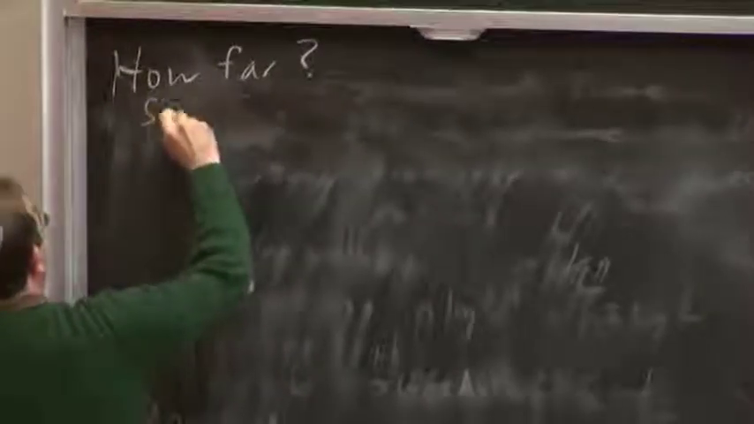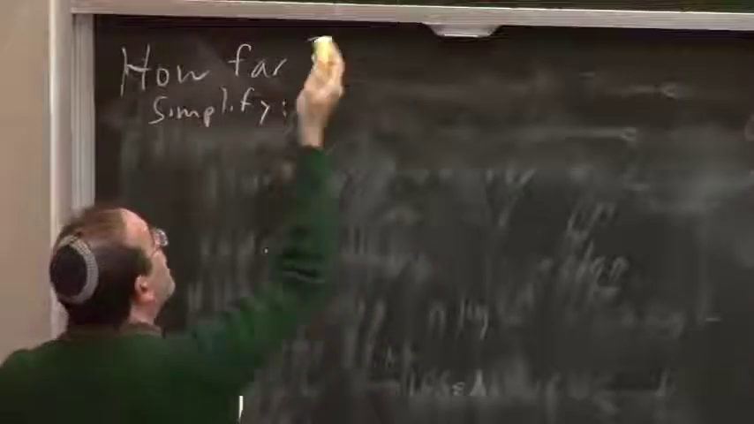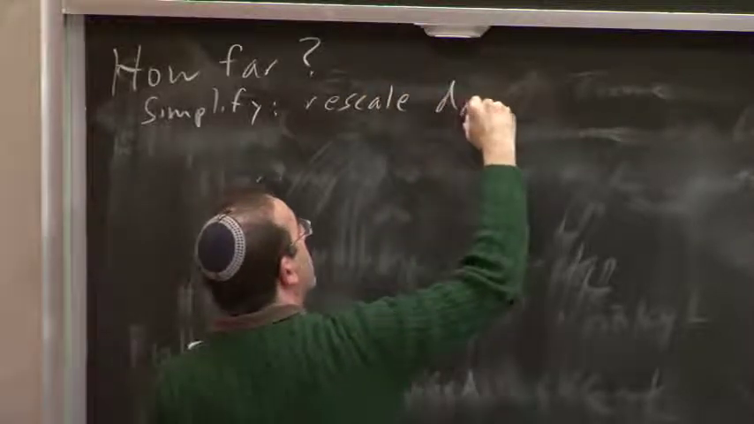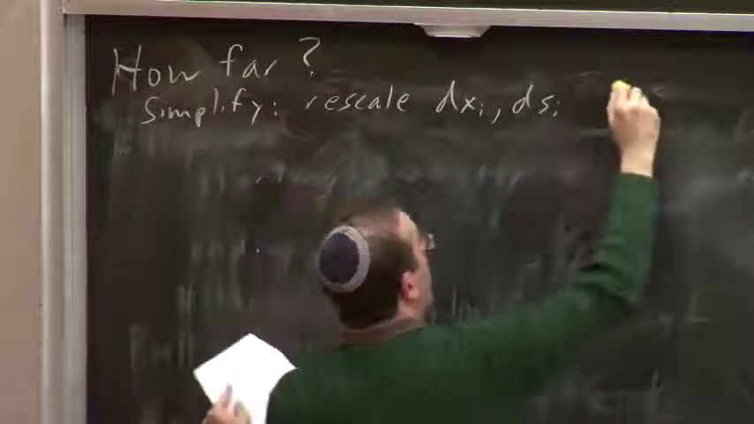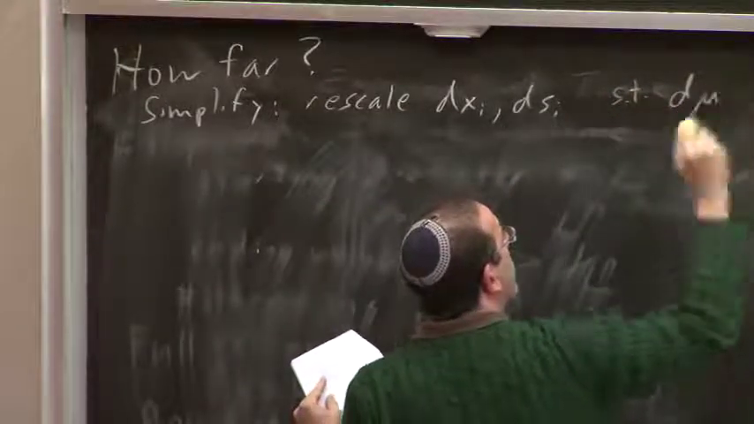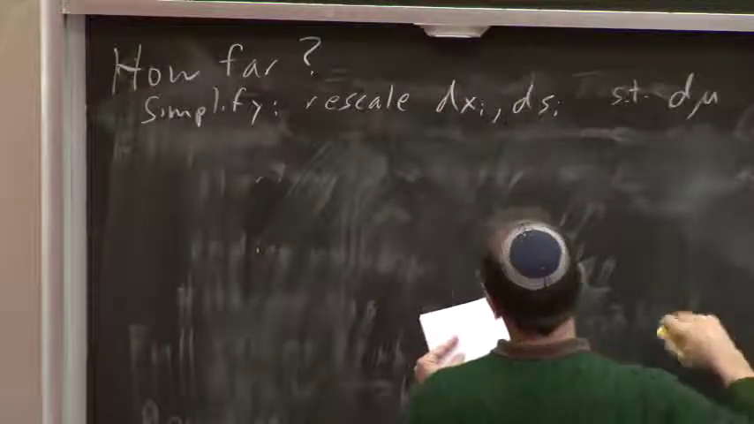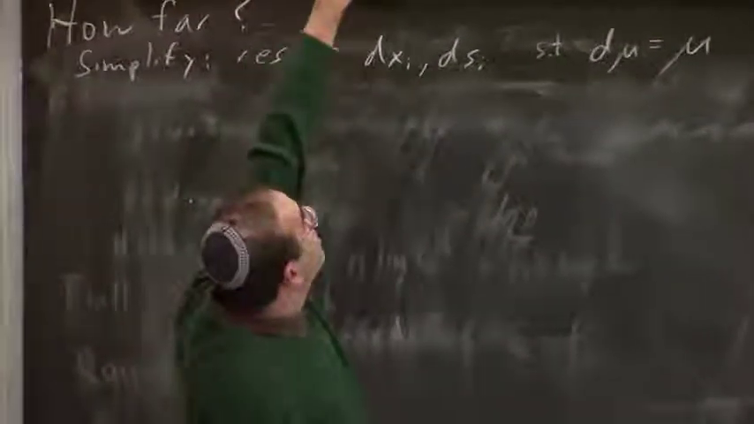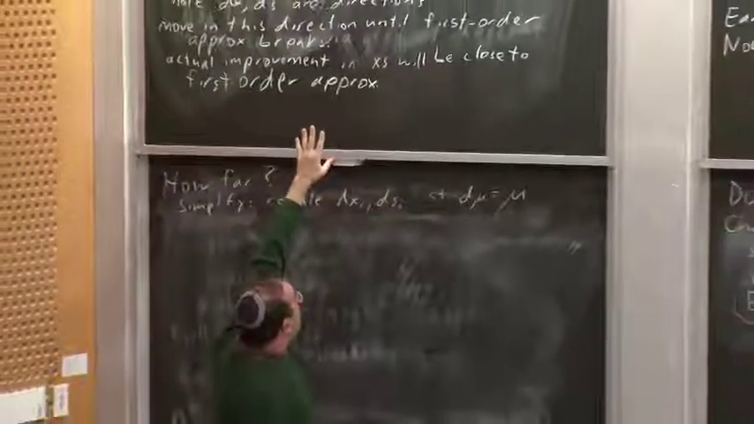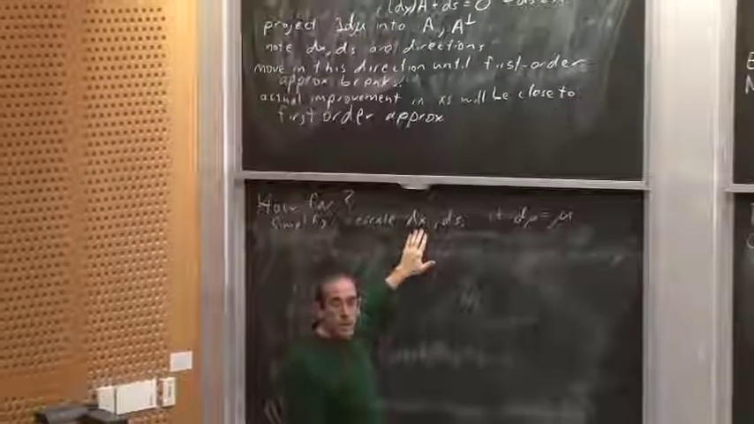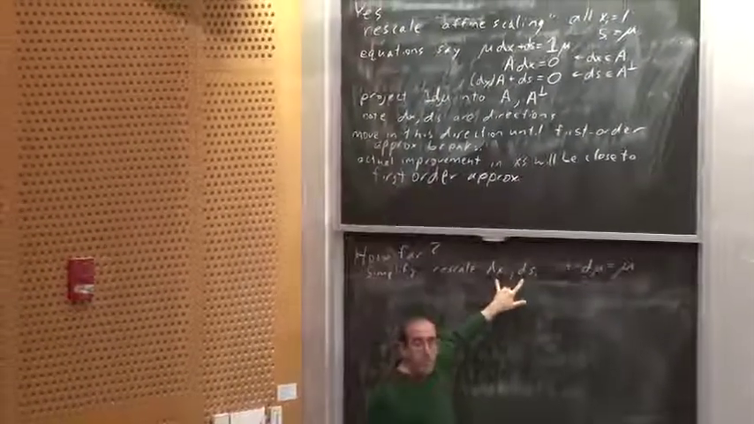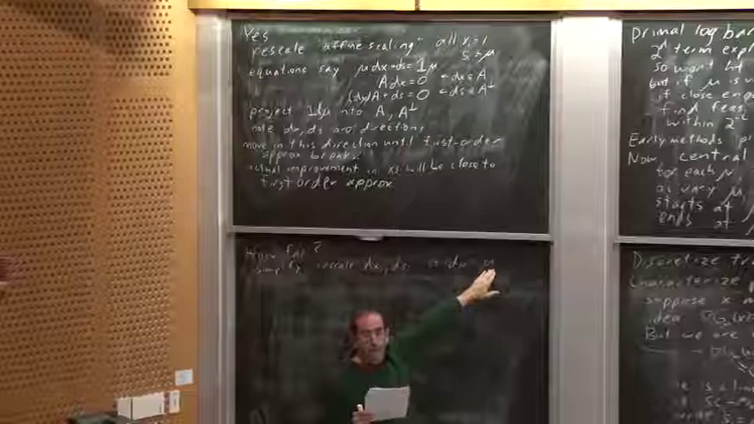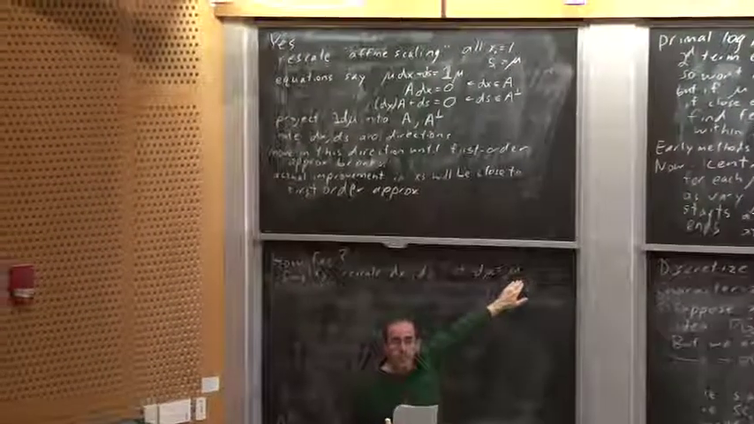So let's again simplify. Because dx and ds are just directions, I'm going to rescale my dxi's and dsi's such that the total distance that's predicted, the quantity d mu that they're decomposing, is equal to mu. Okay. In other words, I set my scale so that if I move in these directions, dxi and dsi, my linear approximation predicts a decrease by mu in the individual products xi, si. Okay.